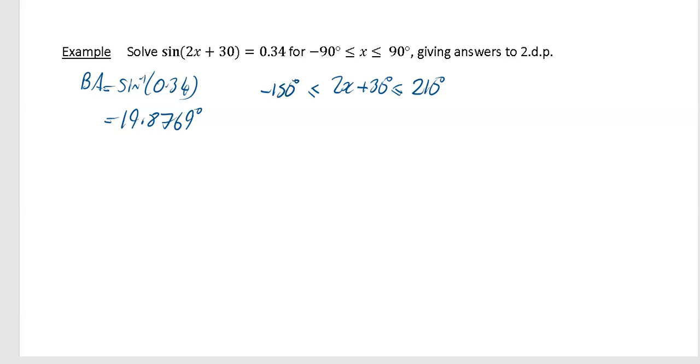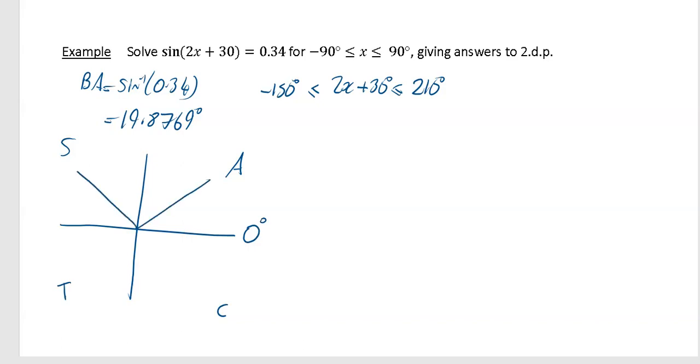So if you do your cast diagram, and again, all I'm going to label is my 0, and I'm just going to mark on my angle. So sine is positive, so it's going to be in here and in here. So that's going to be 19.8769 and 19.8769.